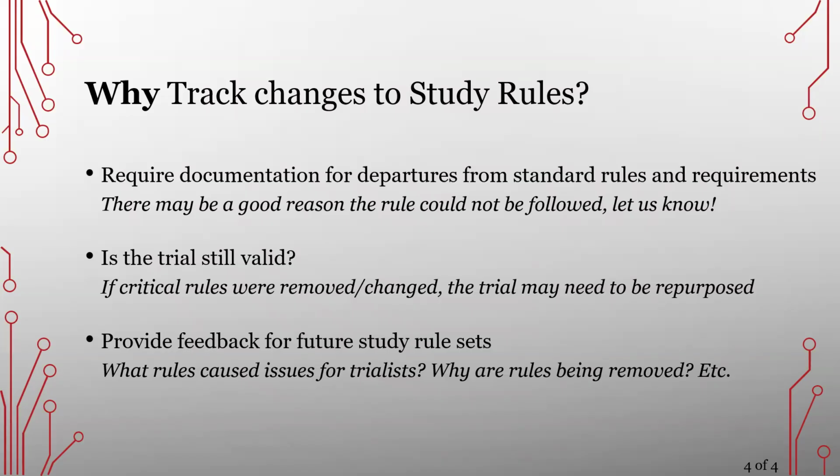Also, it could give you an indication: is the trial still valid, right? If I'm getting periodic updates from my trialist and I can see that some of these really critical rules had to be removed, that's maybe a cue that, wait a minute, I don't think we can really get to the original objectives of this trial. But maybe it's early enough in the season that we could still repurpose this trial for something else, right? Something went wrong, but we'd still have time to take quick action.